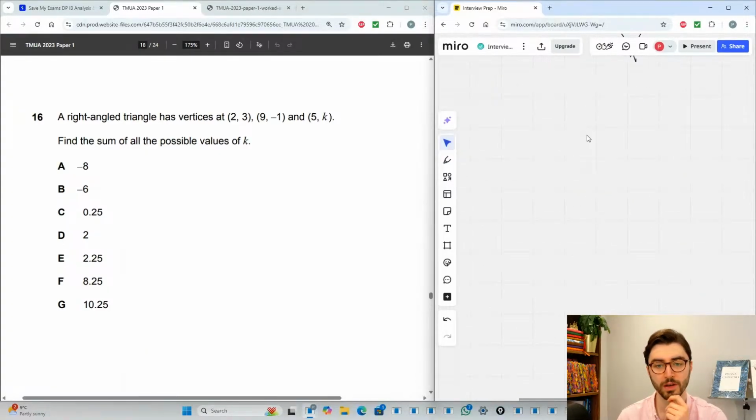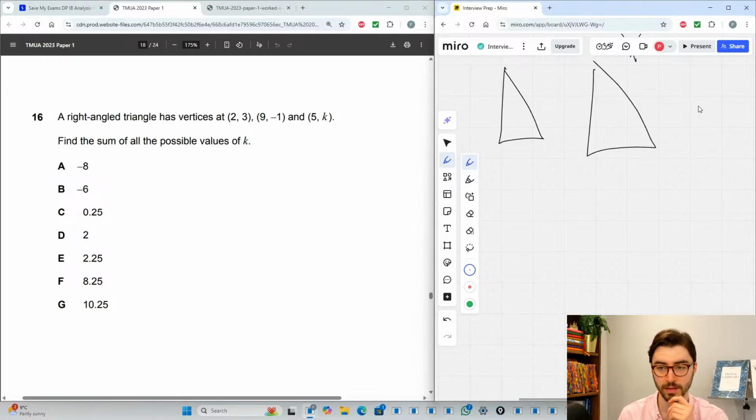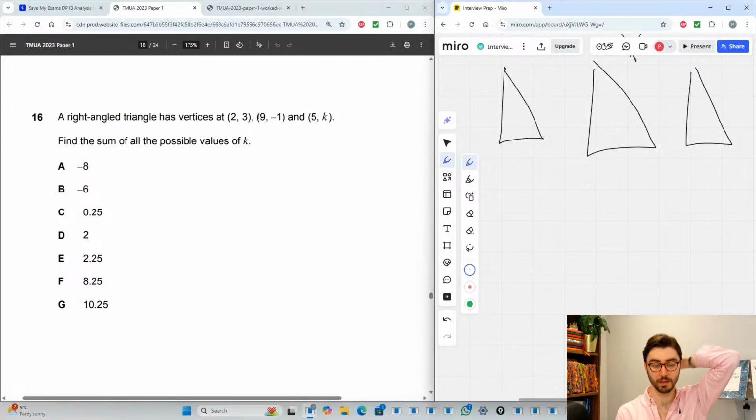Okay, so in other words, let me just draw out my 3 cases. And let me get the distances between these points. So from 2, 3 to 9, minus 1, that would be the root of 7 squared plus 4 squared. So 49 and 16 is 65, so root 65.